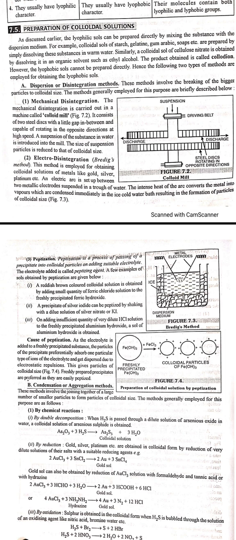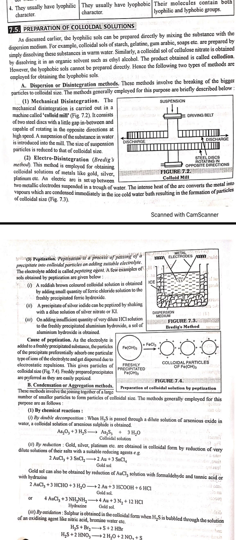Now, our third one is peptization. Peptization is a process of passing of a precipitate into colloidal particles on adding a suitable electrolyte. The electrolyte added is called peptizing agent. A few examples of sols obtained by peptization are given below. A reddish brown colored colloidal solution is obtained by adding a small quantity of ferric chloride solution to the freshly precipitated ferric hydroxide. Our second one is a precipitate of silver iodide can be peptized by shaking with a dilute solution of silver nitrate or KI.